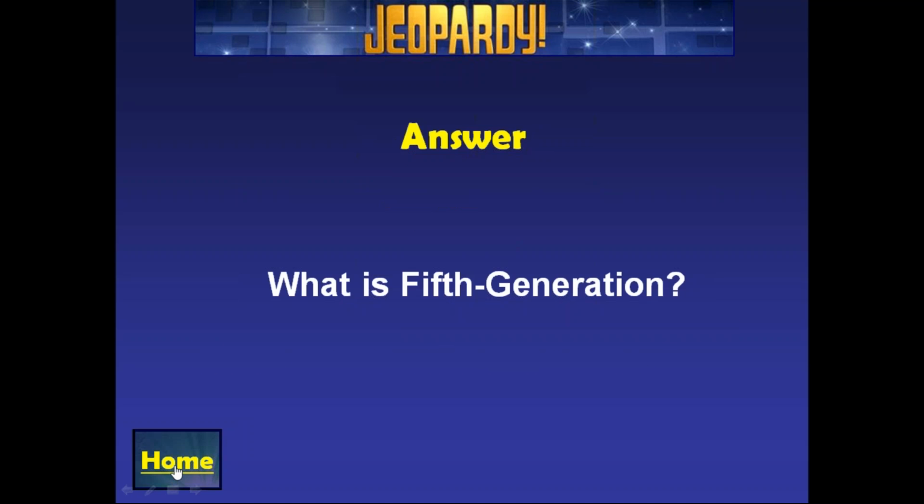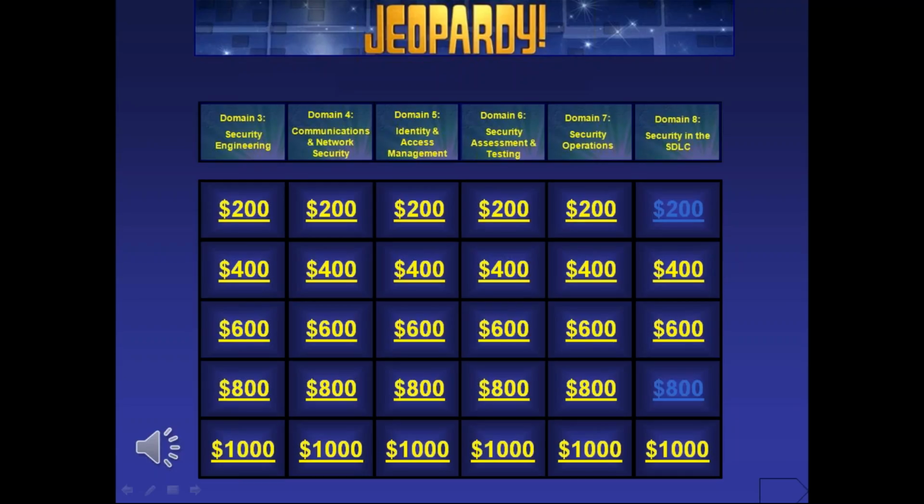All right, so we've got Roger off to a start. Yeah, I was debating between 4th and 5th generation for the answer. Okay, domain 8 again for 1,000. All right.